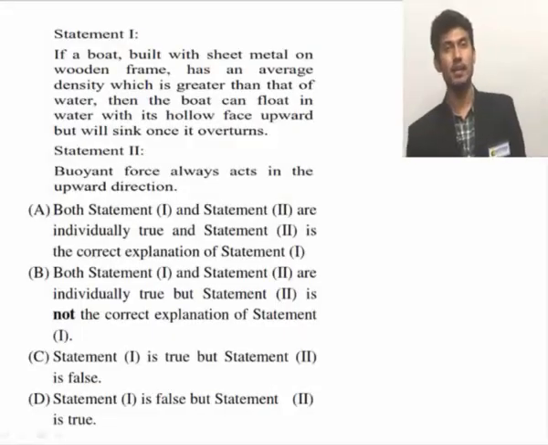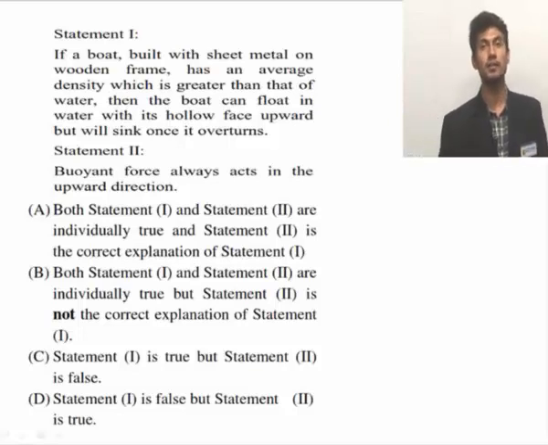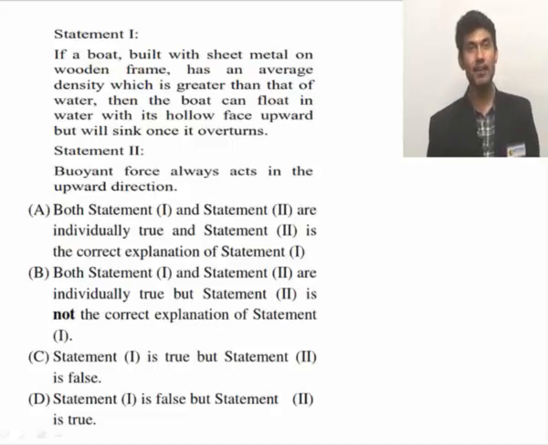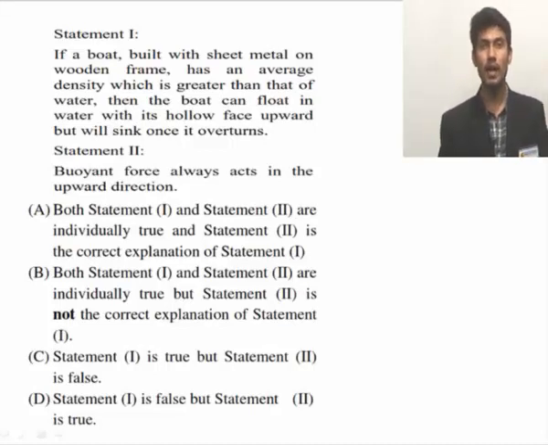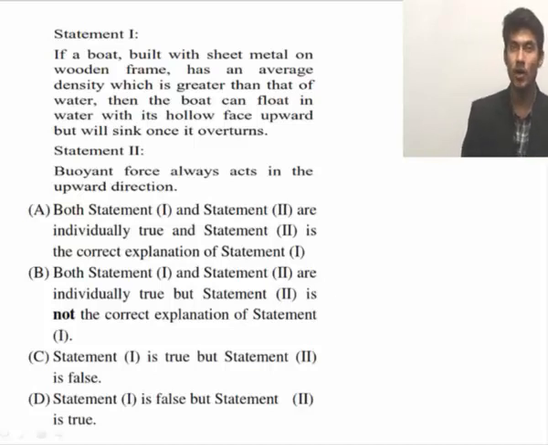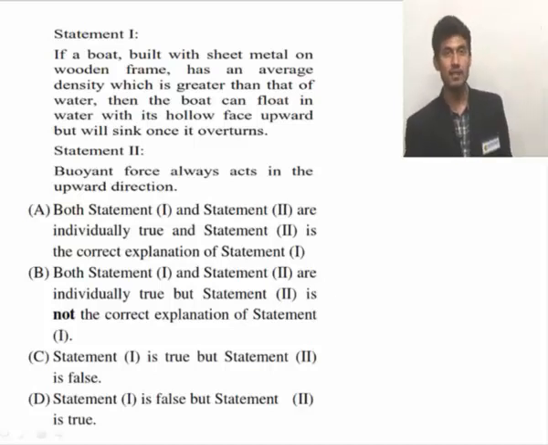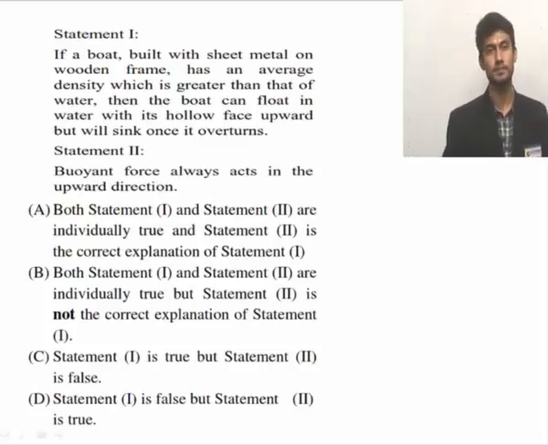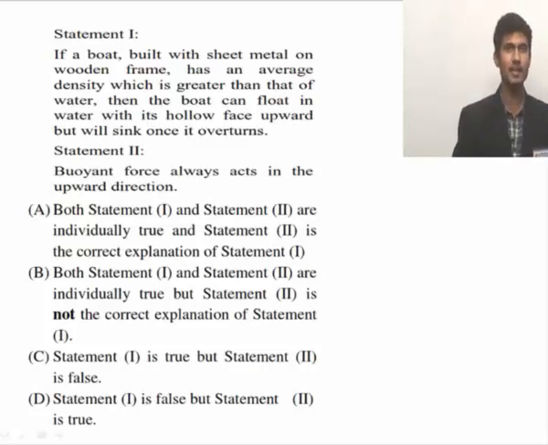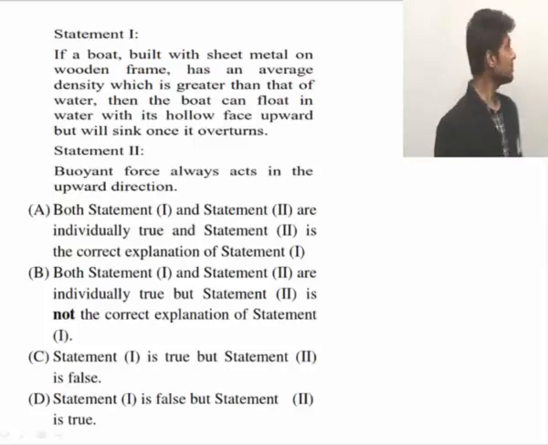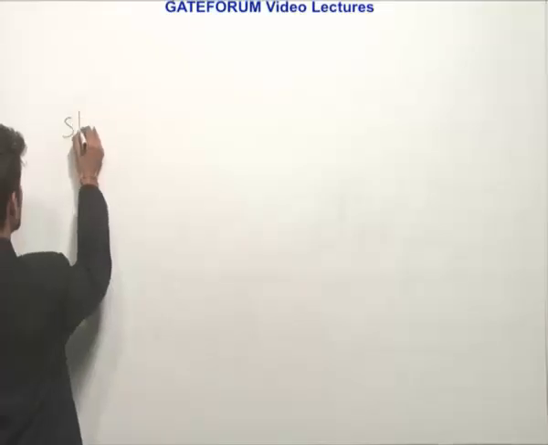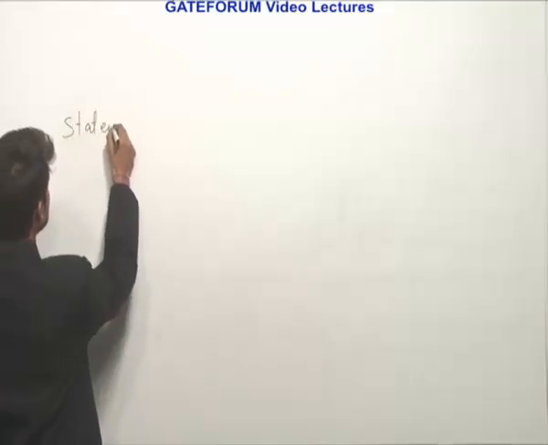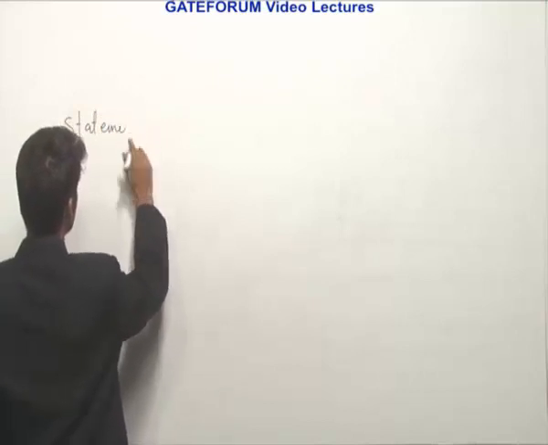Statement 1 given is, if a boat built with sheet metal on wooden frame has an average density which is greater than that of water, then the boat can float in water with its hollow face upward but will sink when it overturns. Statement 2, buoyant force always acts in upward direction. Statement 2 is correct. We'll go with statement 1 first. We'll check whether it is correct or not.